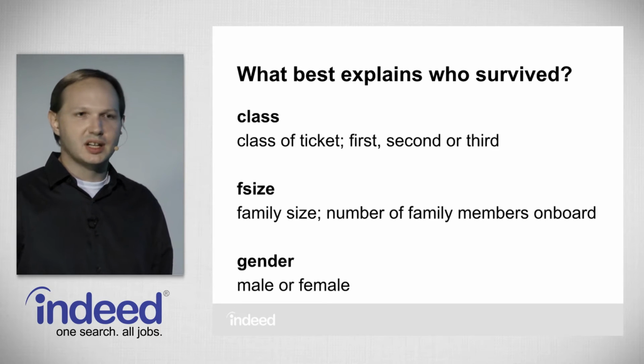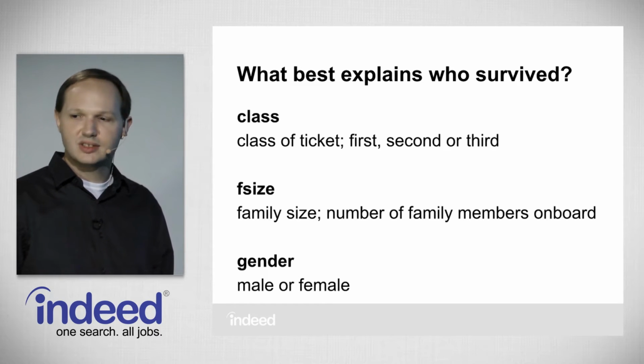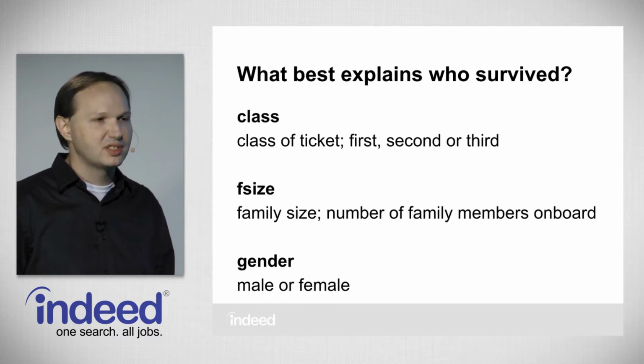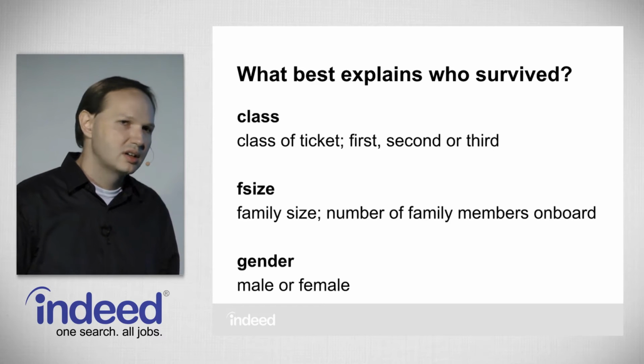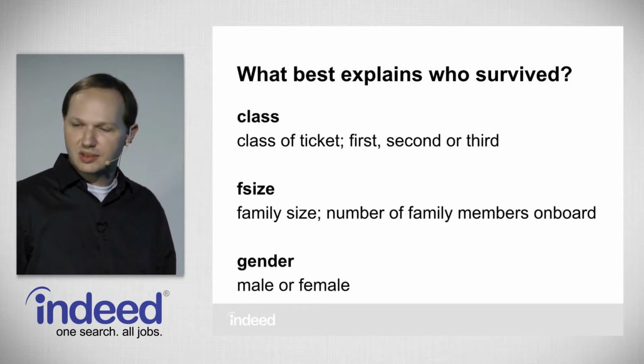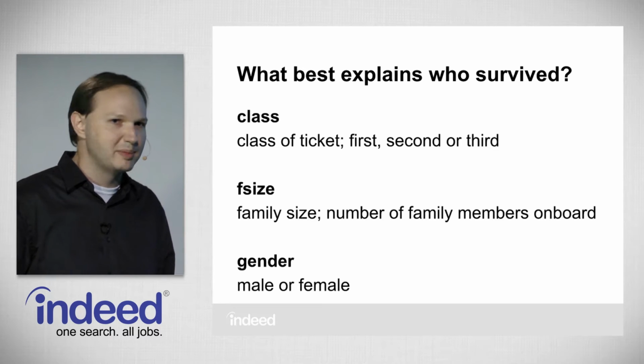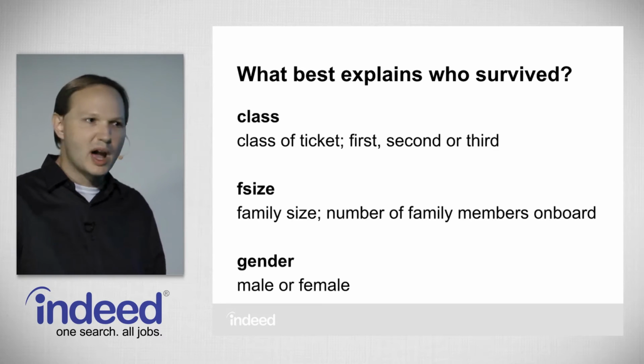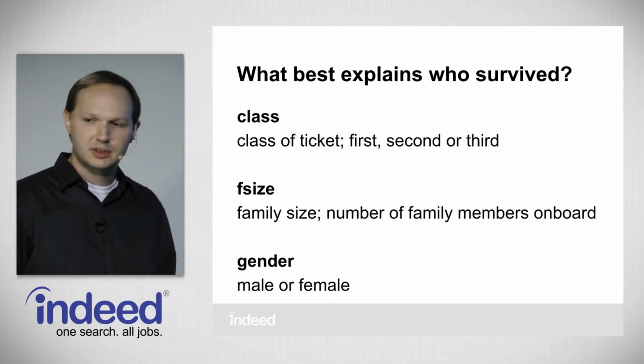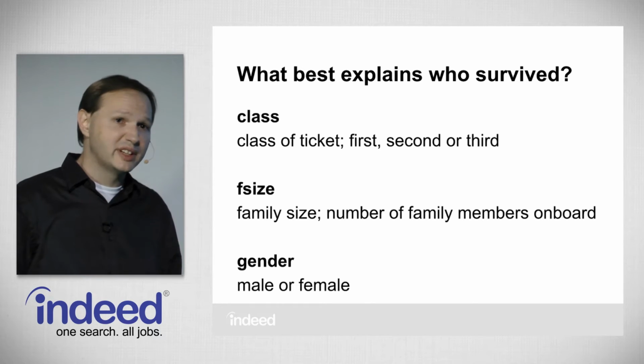First, we're going to look at the ticket class. There were 3 classes of tickets: first class, second class, third class. We're going to let family size, which I'm going to abbreviate as F size, be the number of family members you had on board. If you were just by yourself, that'd be 0. If you had your wife and a child, that would be 2. And we're also going to look at the gender of the passenger. So this cloud here, imagine this is all of the passengers on the Titanic.